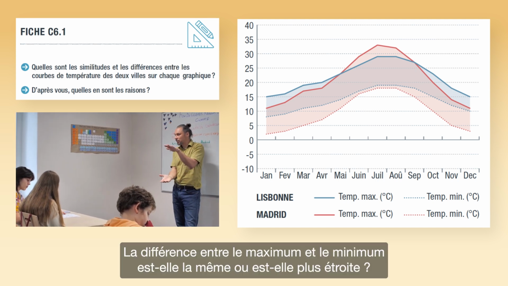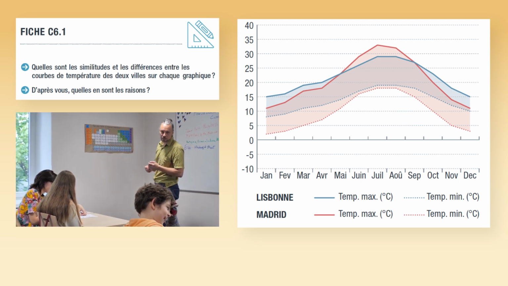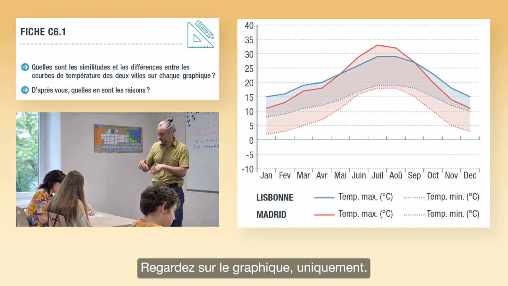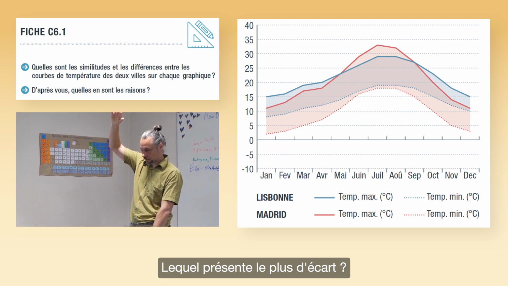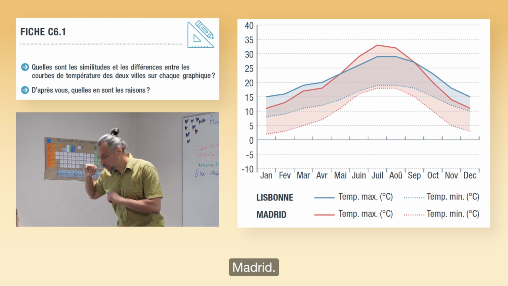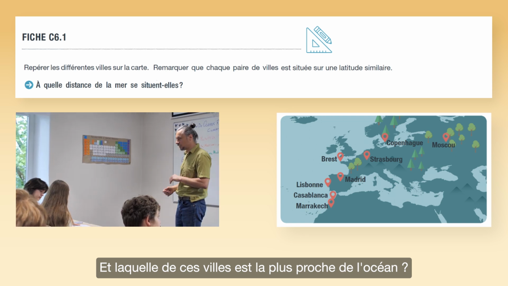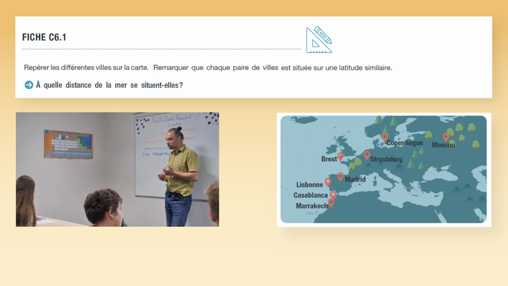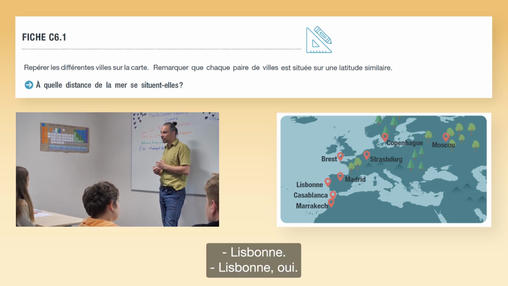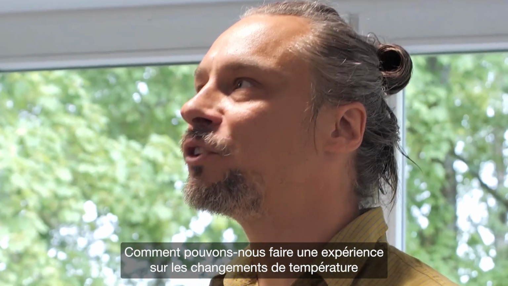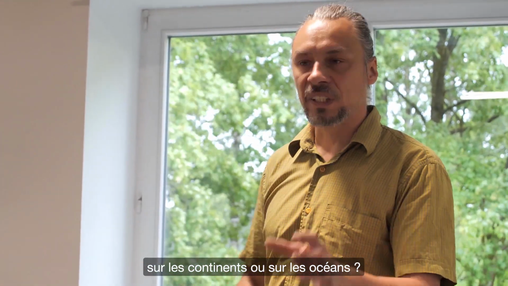is the difference between maximum and minimum the same, or is it narrower? Looking at the graph only, which one shows more variance? Madrid shows more. And of those two, which is closer to the sea, to the ocean? Lisbon, yes.